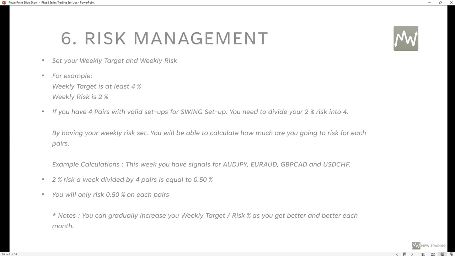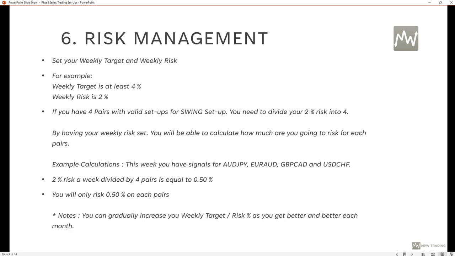Okay? So number 6 is risk management. So how are you going to manage our risk? Magkano yung i-risk natin? So ang advice ko, guys, set your weekly target and weekly risk. So for example, pwedeng ang weekly target mo is at least 4% a week, so that in 1 month that would be times 4, so that will be 4 times 4, so 16%. So at least, okay, at least maka 16% ka every month. Malaking bagay yun, ano? So kung sakali naman na manalo ka ng sunod-sunod every week, no? So at least meron kang objective every week. So alam mo kung nagpo-progress ka or not, no?